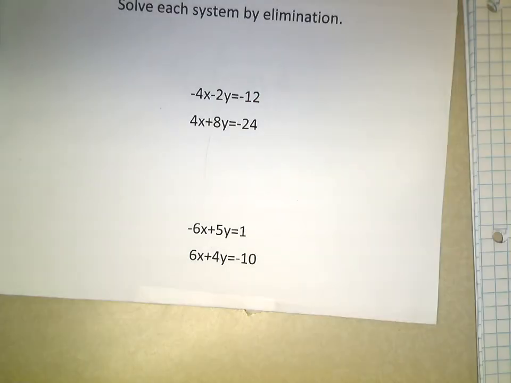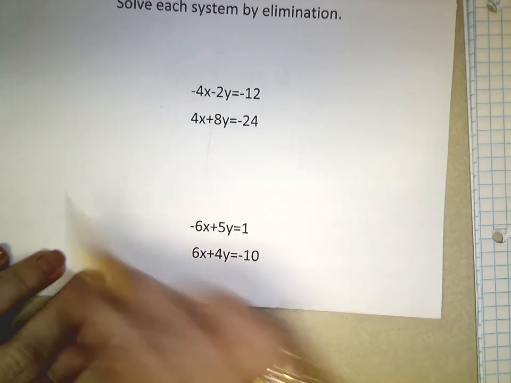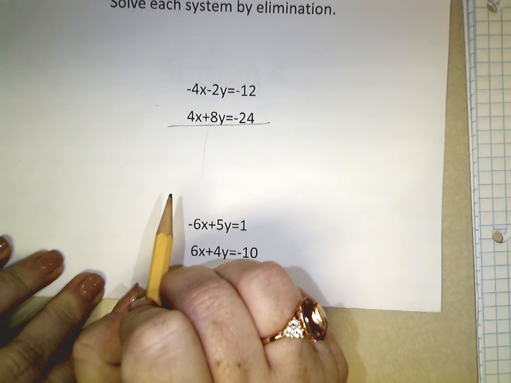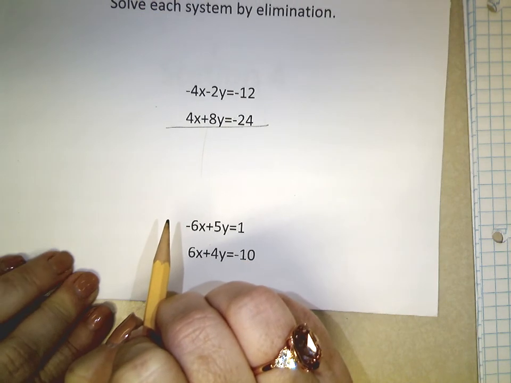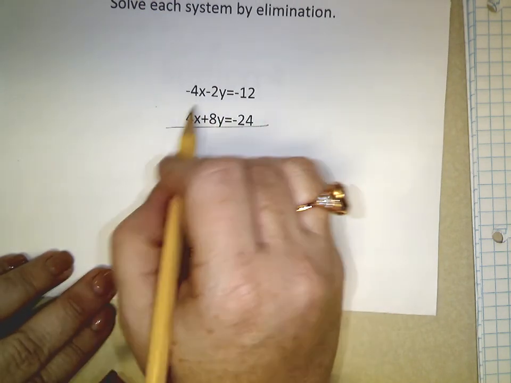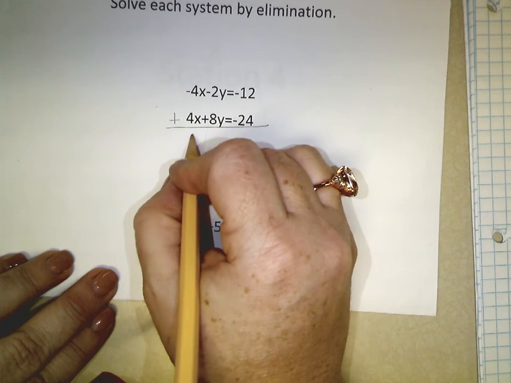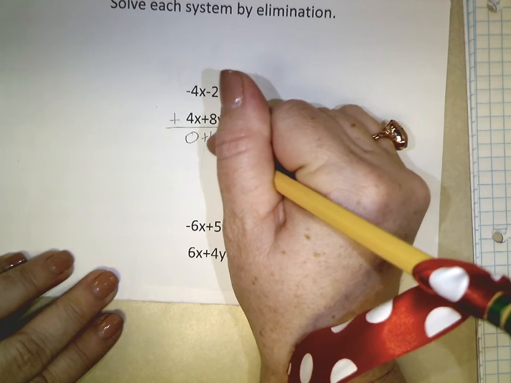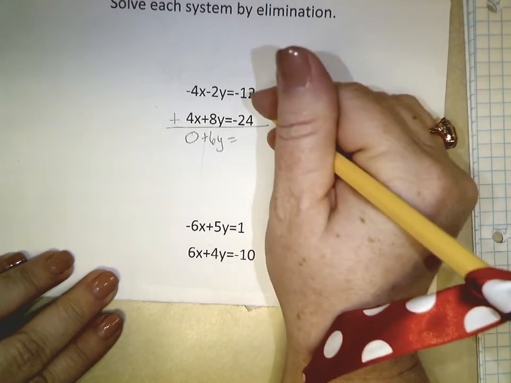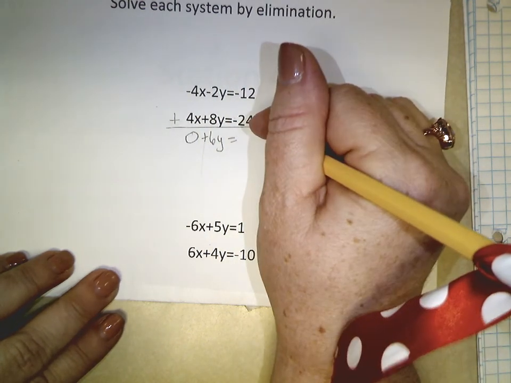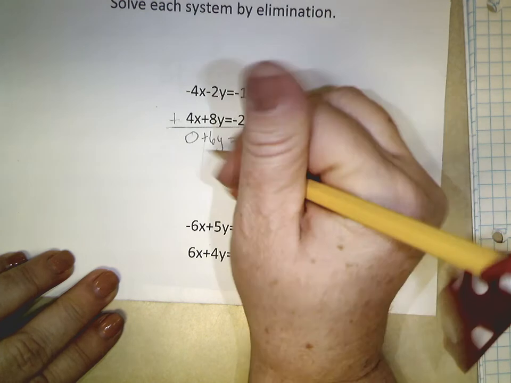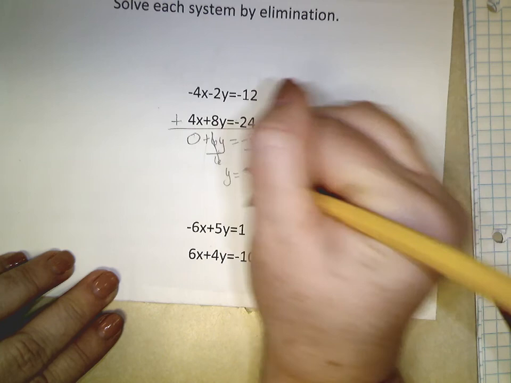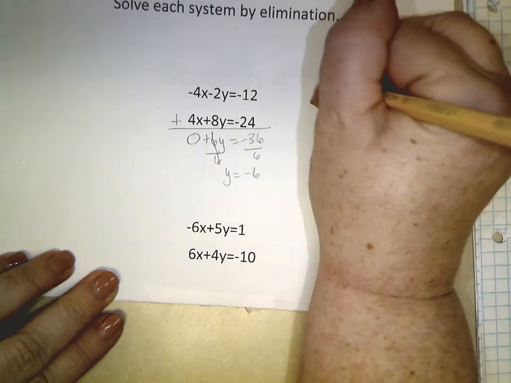Station 1, elimination. A lot of y'all like elimination. This is pretty easy on both of these. Remember, we are trying to eliminate one of the variables to be able to solve for the other one. So negative 4x plus 4x gives me 0. Negative 2y plus 8y gives me 6y. And negative 12 and negative 24 gives me a negative 36. I divide both sides by 6. Then y equals negative 6.